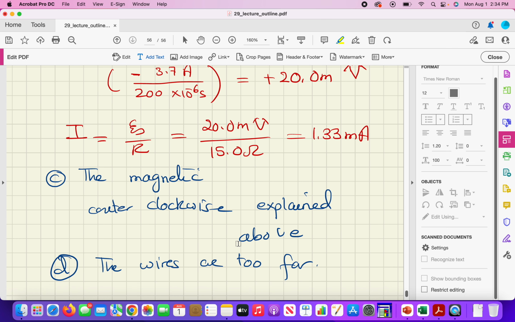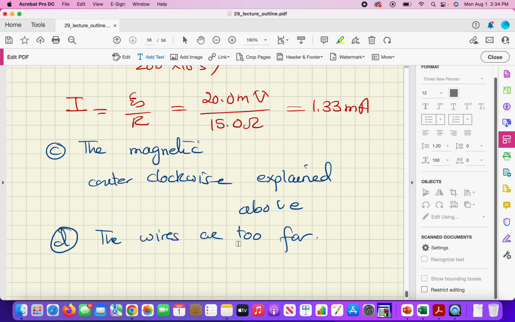Of course, the magnetic field is going to create a counterclockwise current as explained above. We can make the approximation that only that wire is going to cause the induced current, because the other wires are really far compared to the dimensions of the circuit.